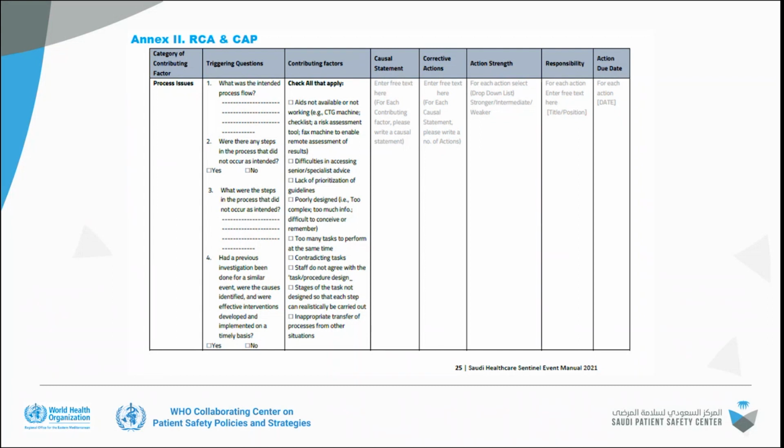But for example, you will find that the contributing factor is a process issue. There are triggering questions that help the one who is analyzing the patient safety events to find the root causes, and then to have the contributing factor, the corrective action, and the action strength. And again, we have 3 main types of action strength: strong, intermediate, and weak. We will talk more about action strength as we go in this workshop. And it's very important to have a responsible person or department for each action, and time points for the actions.